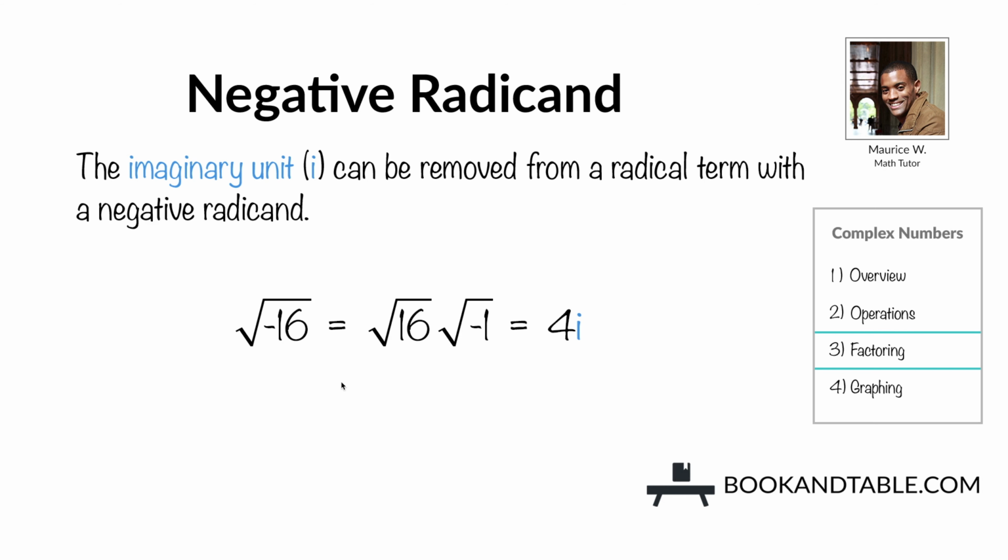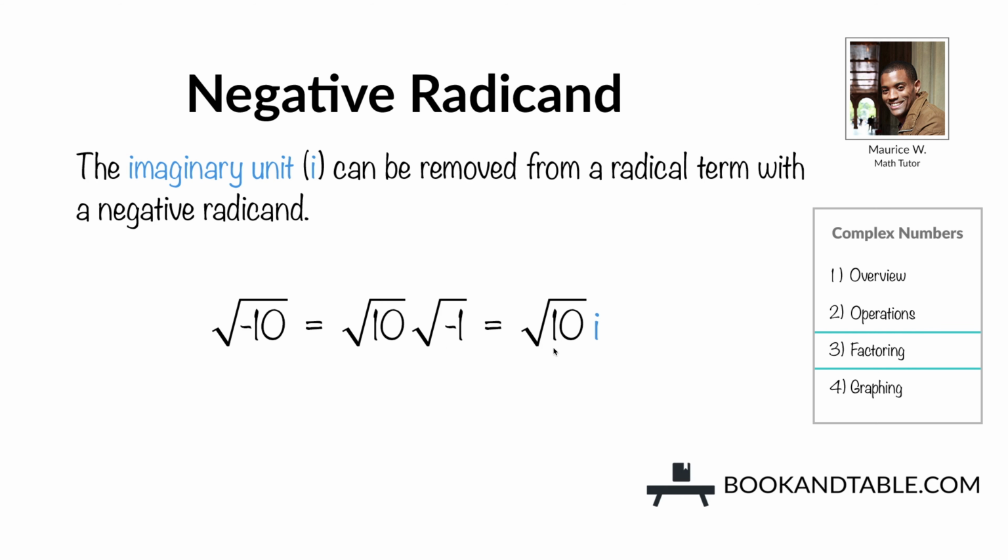Same thing for negative 16. Negative 16 is the product of 16 times negative 1. So the square root of negative 16 can be broken up into the square root of 16, which is 4, and the square root of negative 1, which is our i.